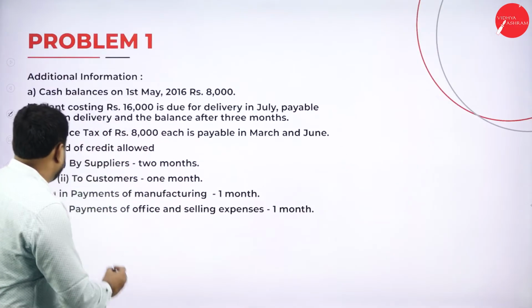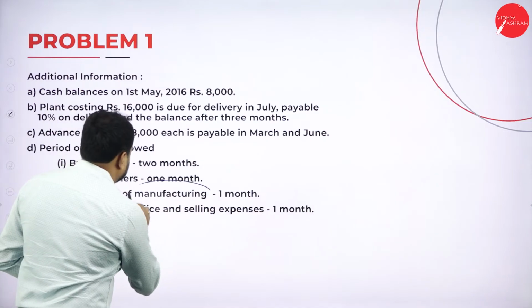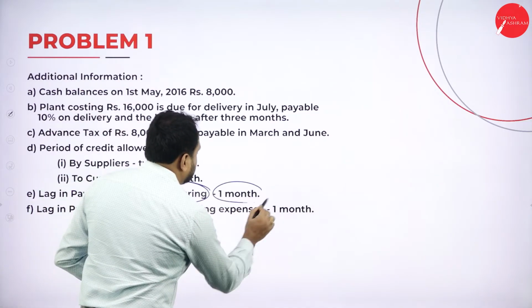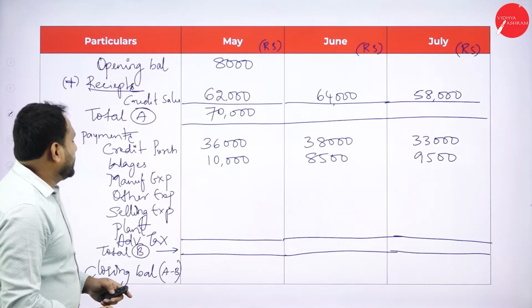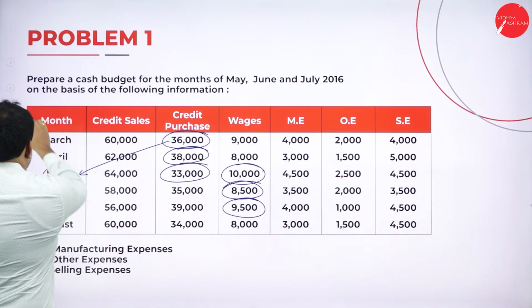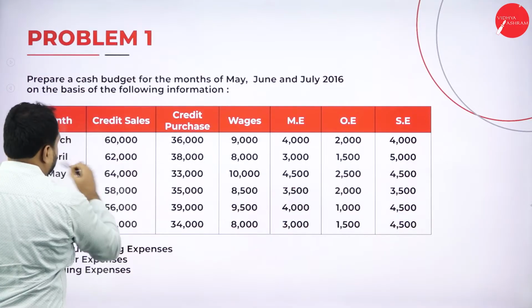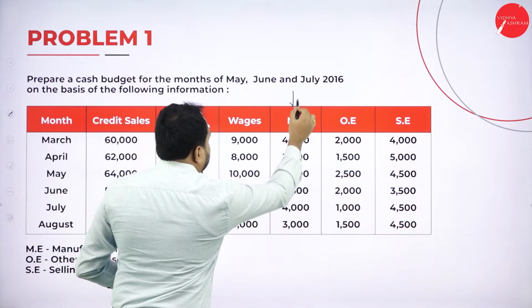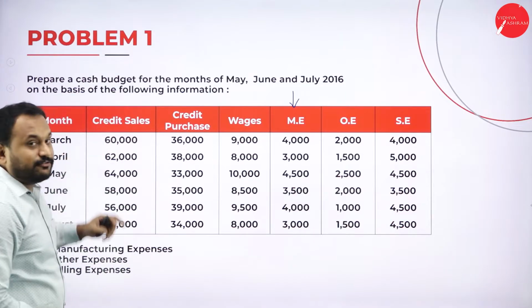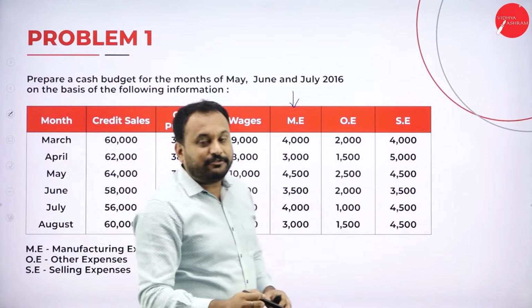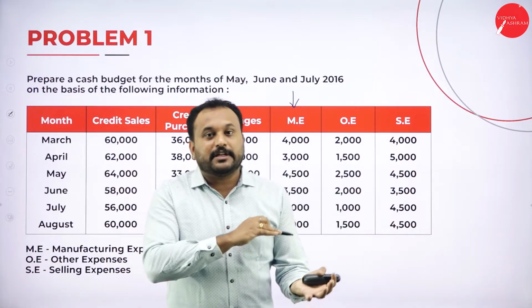Now, they have only said lag in payment of manufacturing. For how many months? 1 month. That means what? Again, I'll go with this. Right? Now understand. Let's erase this for you. Done. Now we are in the manufacturing expenses. Now 4,000 is what I got in the month of March. Will I pay in the month of March? No. When will I pay? In the month of April.